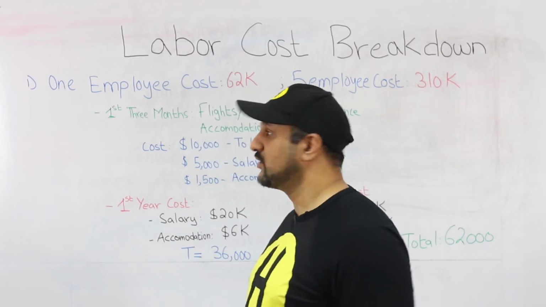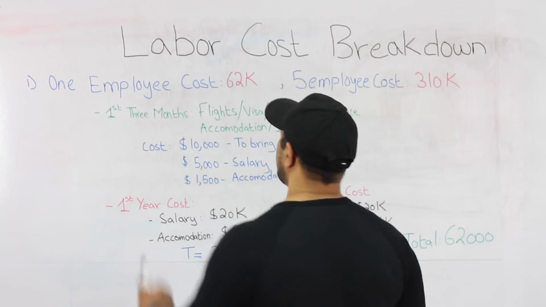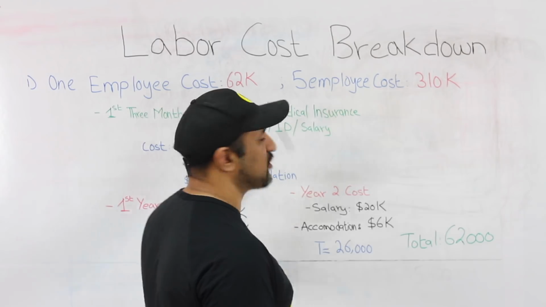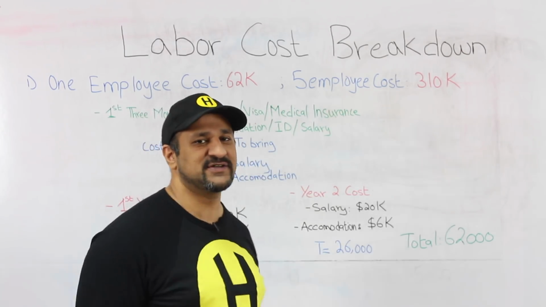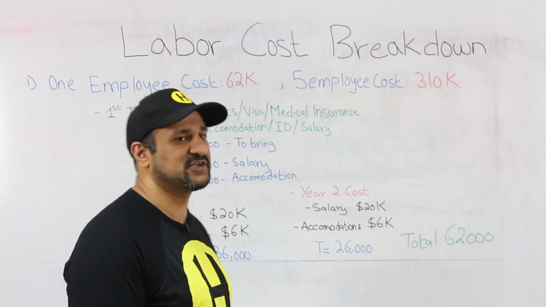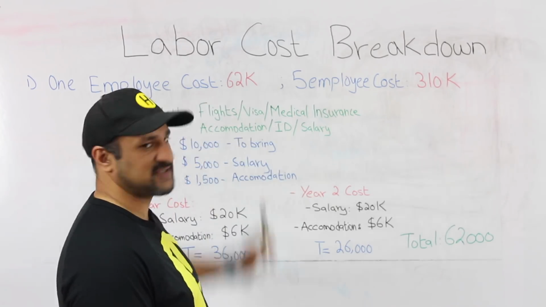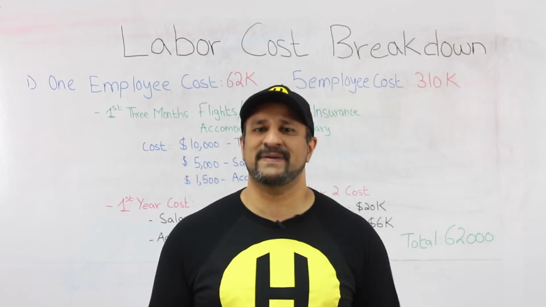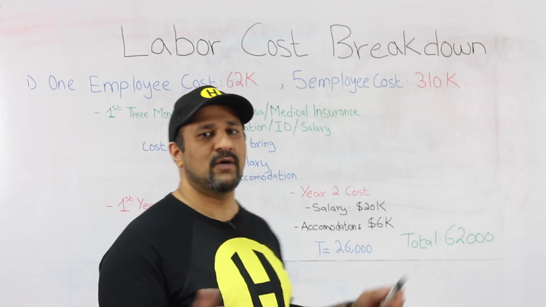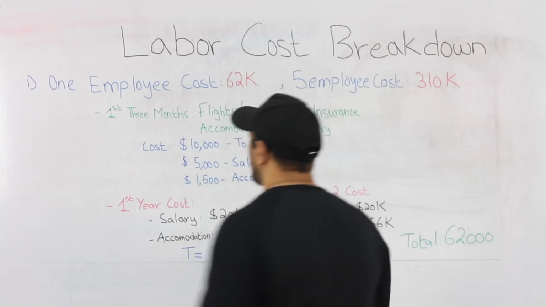So let's start with one employee. The actual total cost over 2 years is 62,000. And we're talking Dubai dirhams here, not dollars, just so you guys are clear. Then we're going to break down how that cost is actually spent, so you have a clear idea of how it works. I'm just basically going to walk you through here.